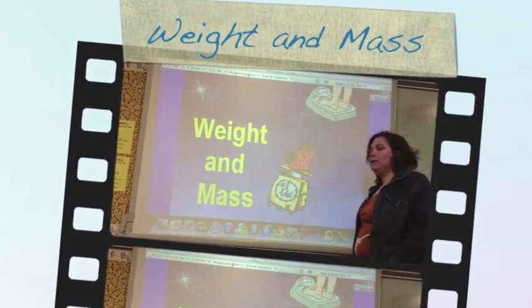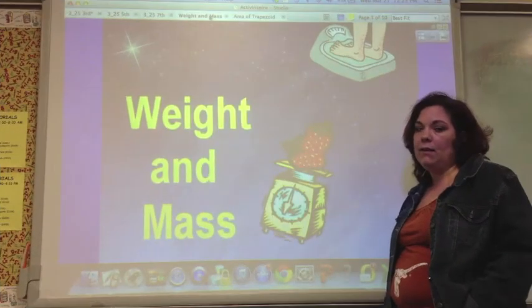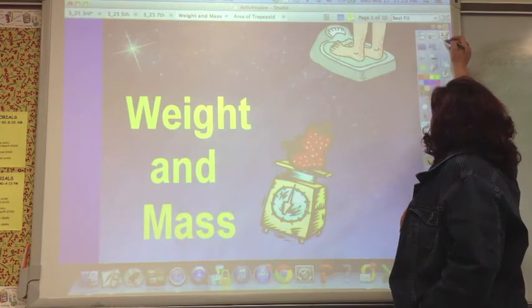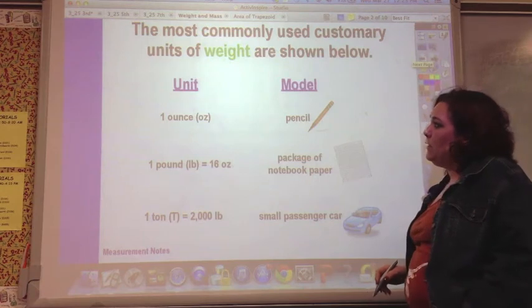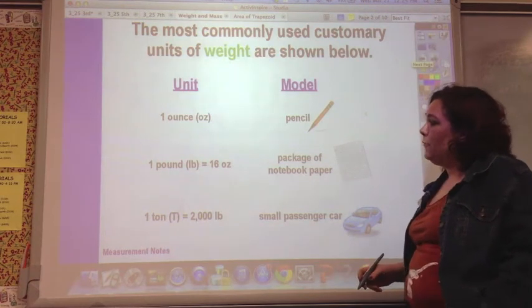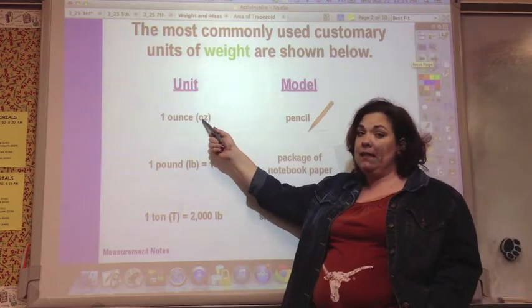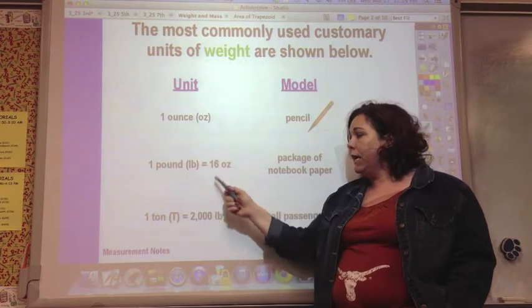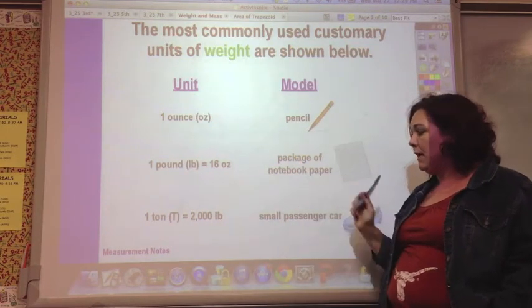This video is on weight in the customary system and mass in the metric system. The most commonly used customary units of weight are shown below. An ounce is like a pencil and it's abbreviated OZ. A pound is abbreviated LB and it's 16 ounces. 16 of these equals a package of notebook paper.